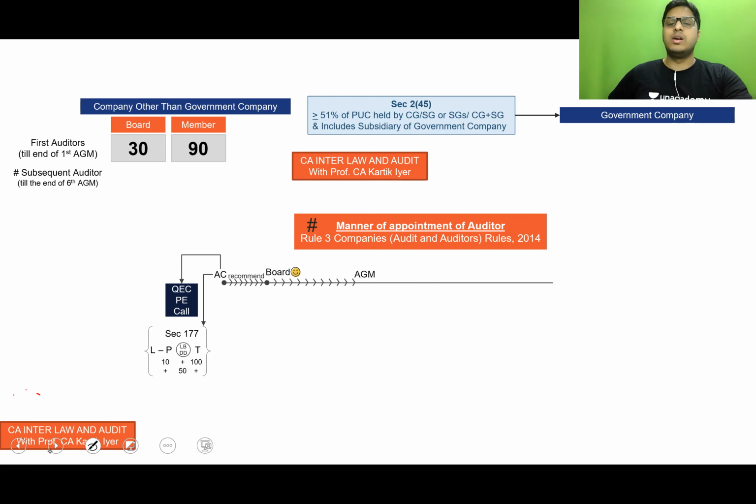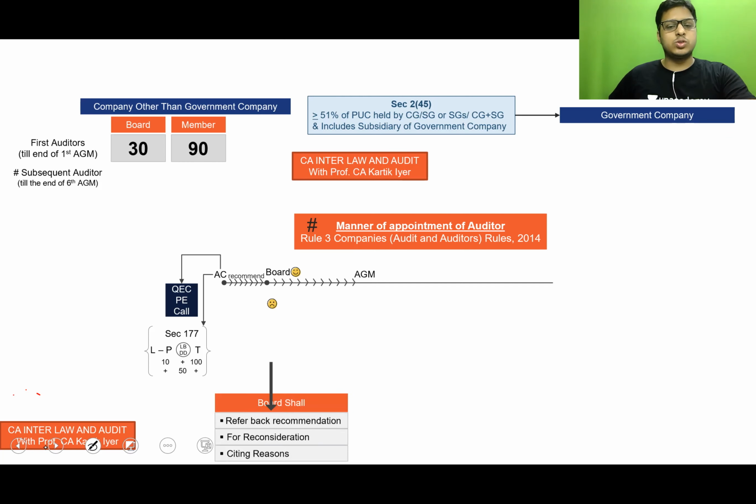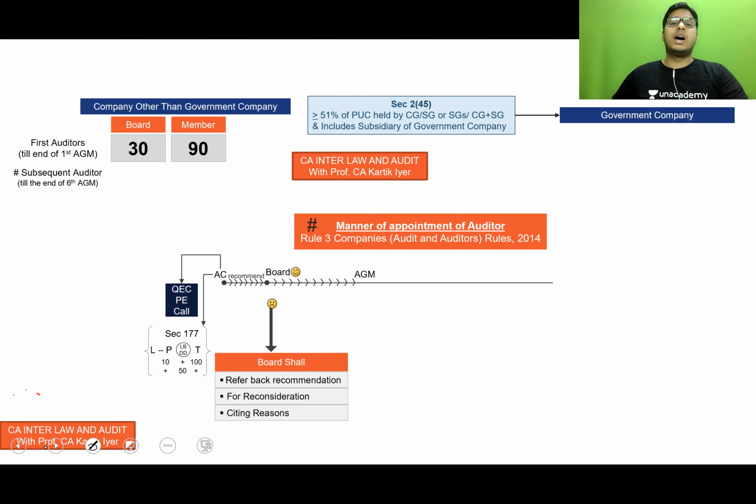But sir, what if the board of directors don't like the name? Then what is the solution? The board of directors, if they don't like the name, no issues, then the board shall refer back the recommendation for reconsideration, citing the reasons. So the board can do this. Now if the board does this, then the matter again goes back to the audit committee, so the audit committee can reconsider the matter.